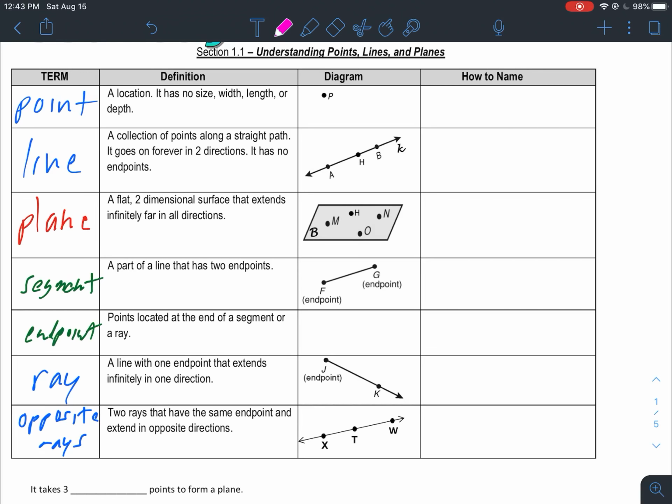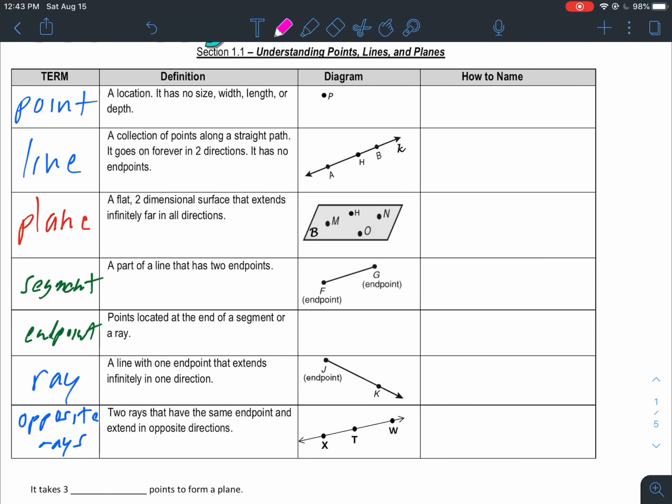This is our first lesson of the year, section 1.1, understanding points, lines, and planes. This is also probably the most important lesson of the year. So make sure that you understand everything that we talk about in this video, and if you don't, you can always email me with questions. Let's get started.